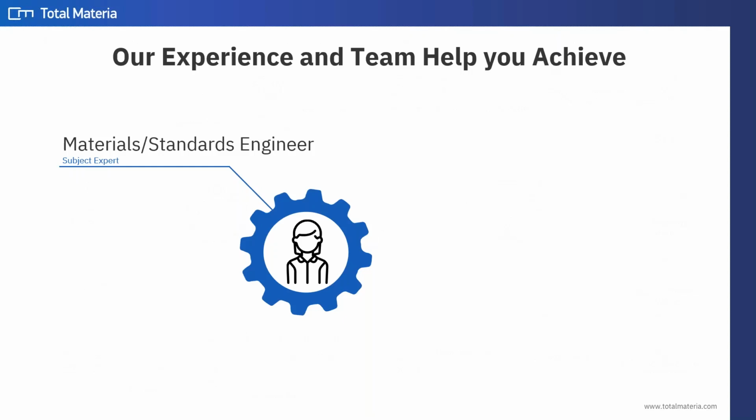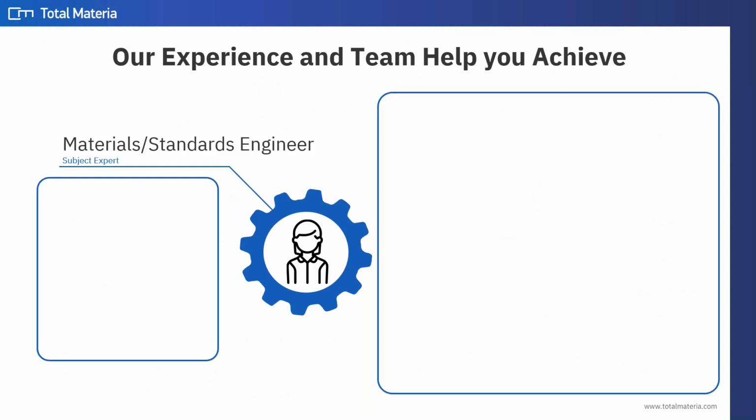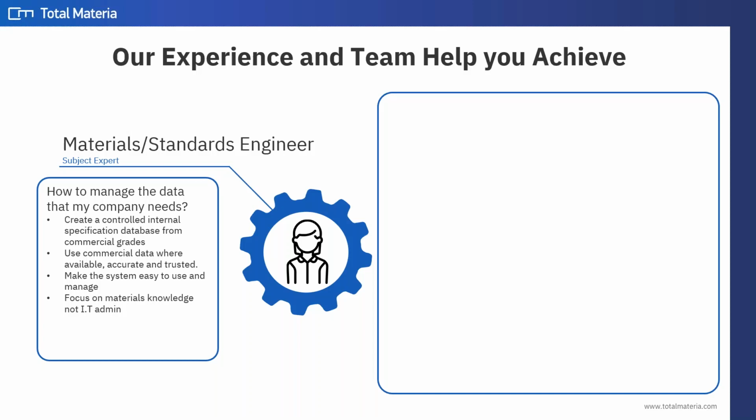So what we try to do, based on our experience, is help you achieve many different things. As a materials and standards engineer, you might ask, how do I manage the data that my company needs? We have a lot of different things that we could add on to. Let's go step by step. You could create a controlled internal specification database using commercial grades, for example. Even having the ability to use the commercial data where available, accurate and trusted, really helps you go a long way, so you could populate all that missing information.